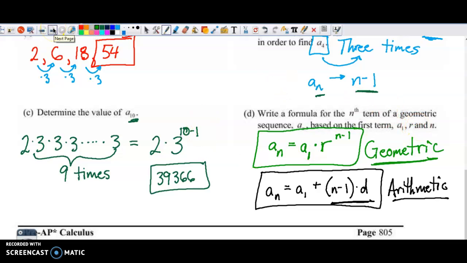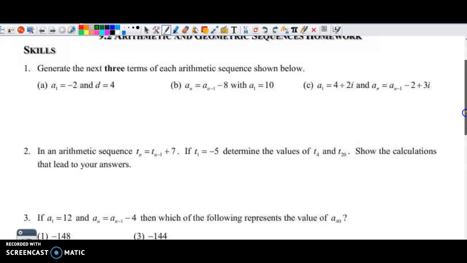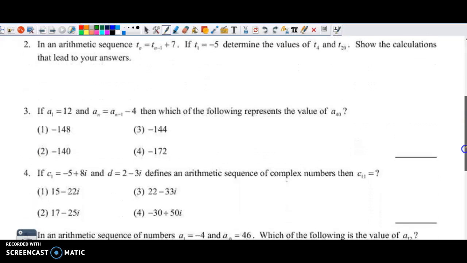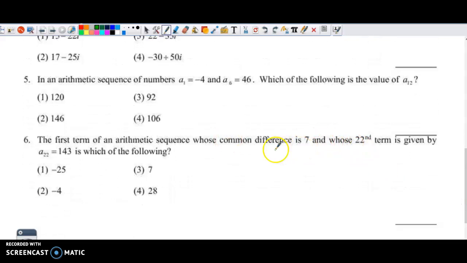So I believe you're ready to do your homework. You might want to put a giant box around these two formulas. So then when you go to your homework, you can look at this. Now, we've done a few problems like this. I'm trying to find one where you might want to consider using the formula and pay close attention to the directions. So write down the arithmetic formula. D is 7. You know the 22nd term is given by this. And you need to find the first term.